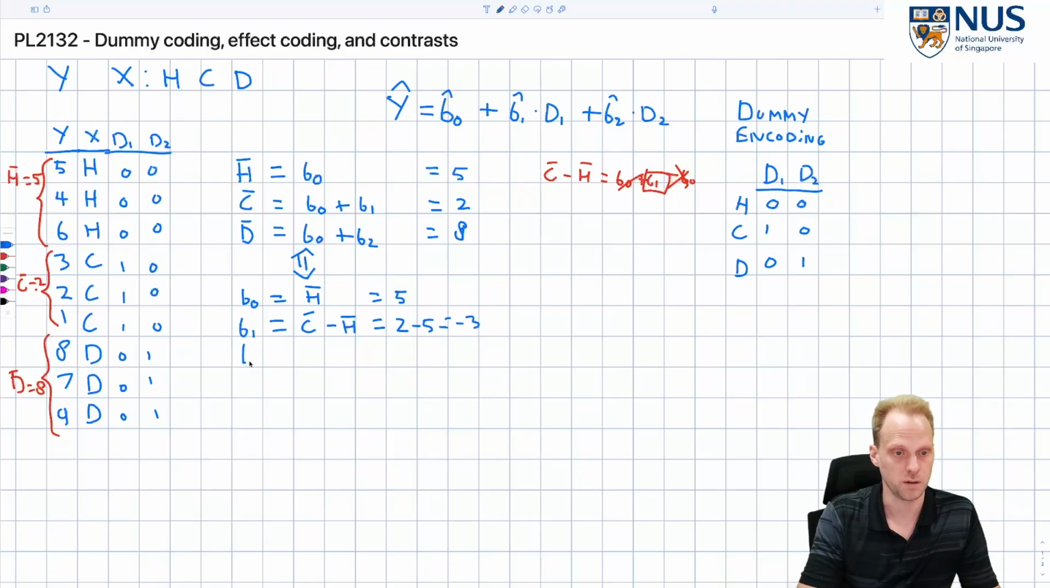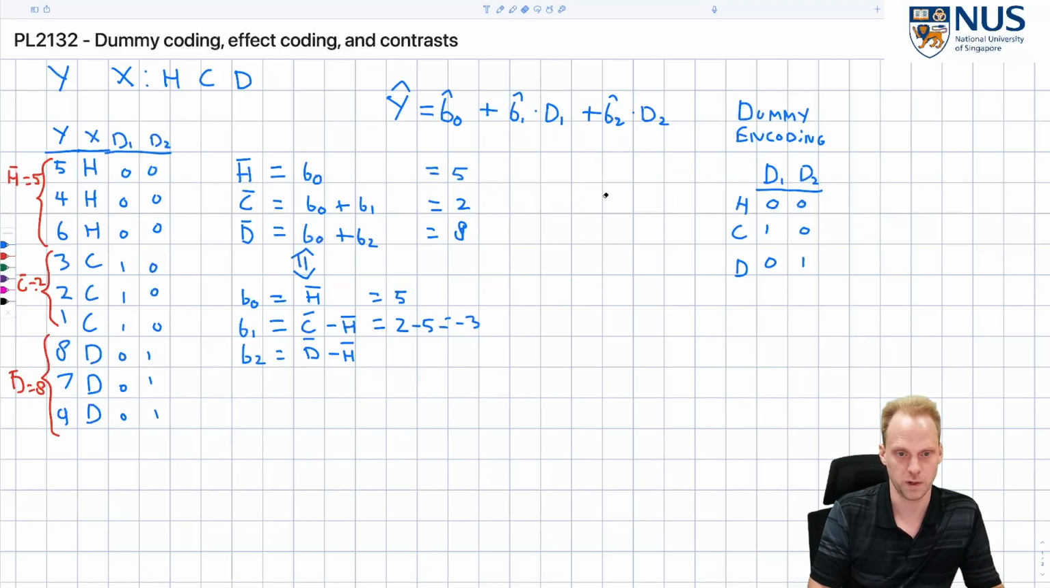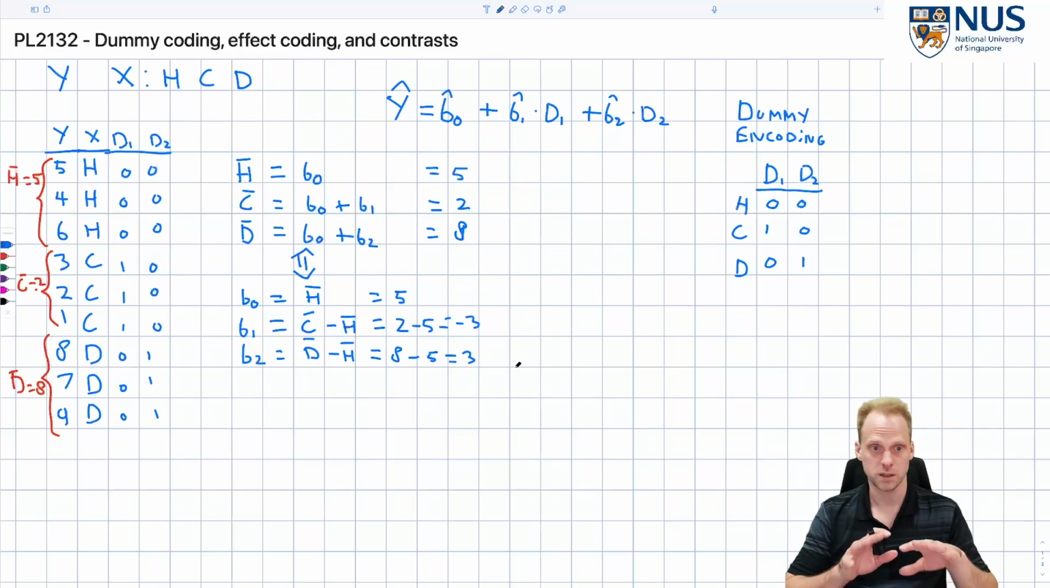Now I can do the same thing for B2, right? So that's the difference between dogs and hamsters, right? If we derive it in the same way. Let me actually remove this here to make sure it's cleaner. If we derive it in the same way, we would get 8 minus 5 equals 3, right? If you enter this data in JASP and you run this multiple regression model, you should get these parameter estimates.